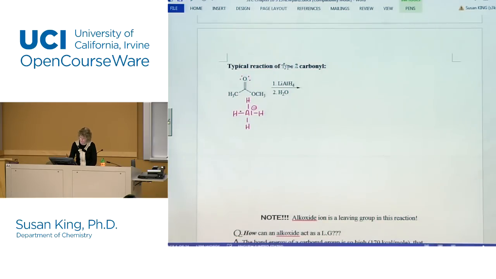Lithium aluminum hydride, very powerful nucleophile. Arrow comes from the aluminum-hydrogen bond. We attack the carbonyl carbon. We kick electrons up onto oxygen. Addition.